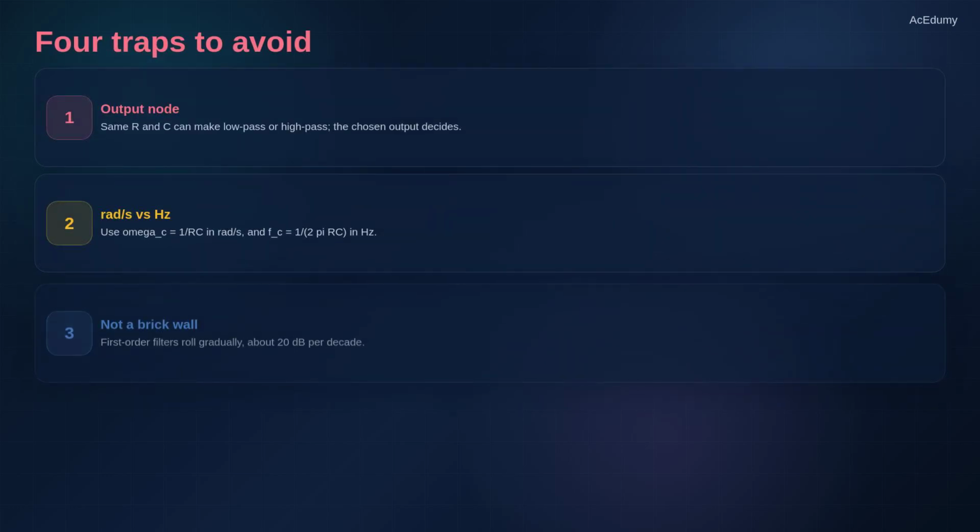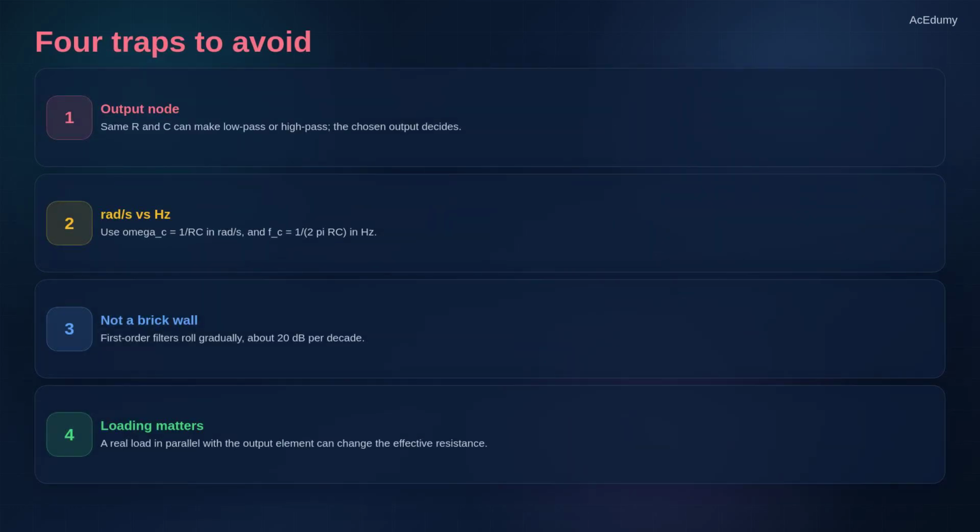4 traps to avoid. First, the output node decides whether the same RC pair is low pass or high pass. Second, omega c equals 1 over RC, but fc equals 1 over 2 pi RC. Third, passive first-order filters are gradual. The cutoff is not an ideal brick wall. Fourth, real source and load resistance can shift the cutoff unless the filter is buffered.